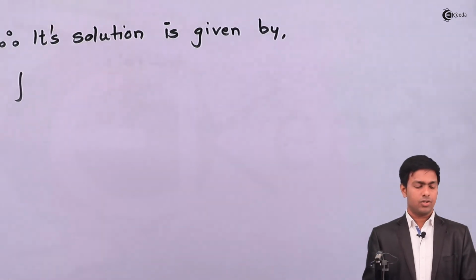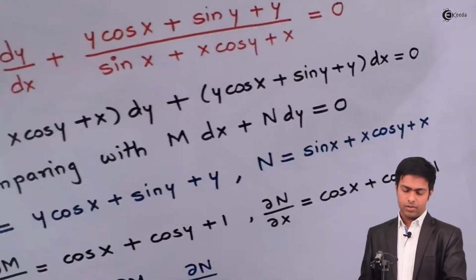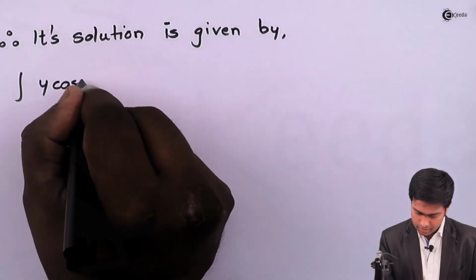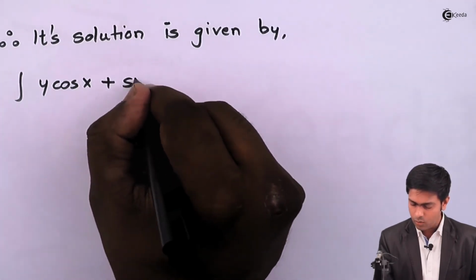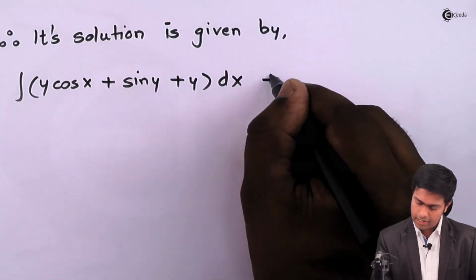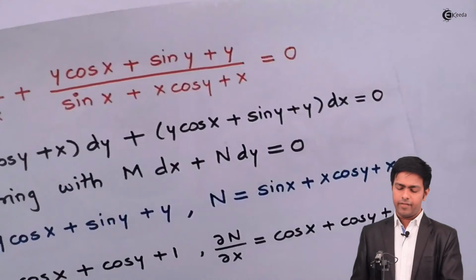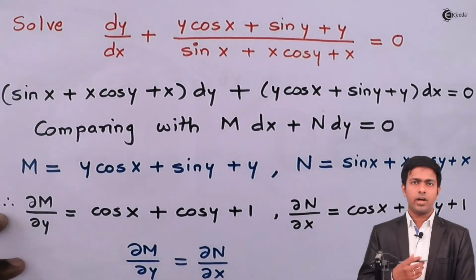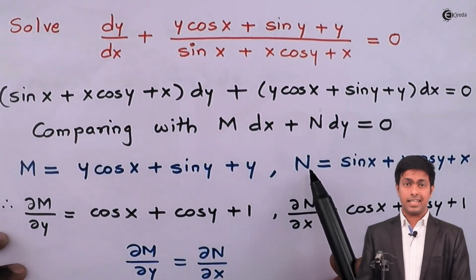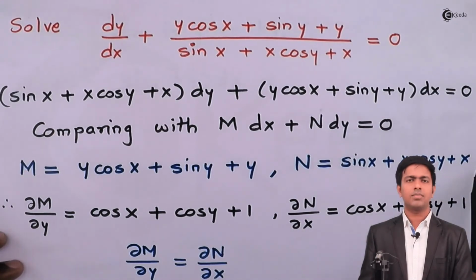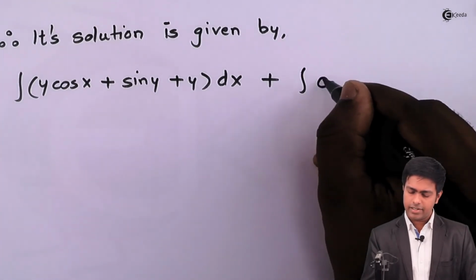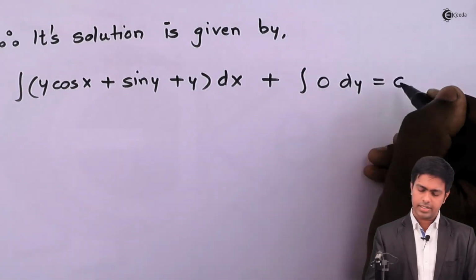the integration of M dx. So what is the value of M? This is the value of M: y cos x plus sin y plus y, into dx, plus the integration of N dy, and in the end we have to consider the terms which are free from x. Here N has three terms and all three terms have x, so there is no term which is free from x. So directly it is 0 dy equals c.